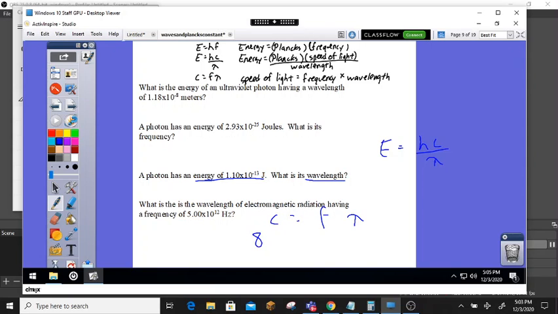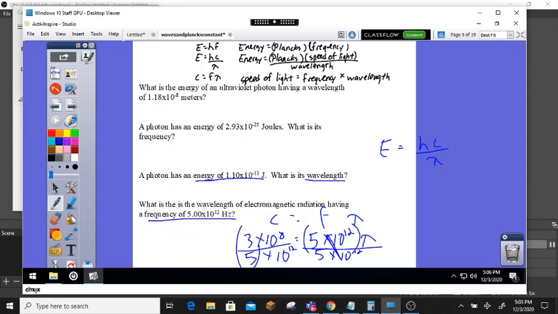C is always, I don't know why I'm putting 8 first. It's 3 times 10 to the 8. They're giving us the frequency. And we're solving for wavelength, right? And then from here, it's just doing the simple stuff, right? Dividing, multiplying, doing all that good stuff, right? And then here we would divide, we would subtract the exponents and so on. So that's how you solve these problems.